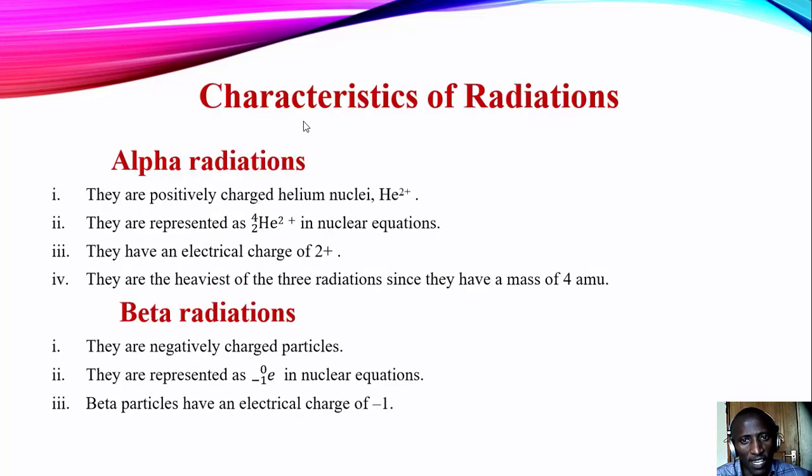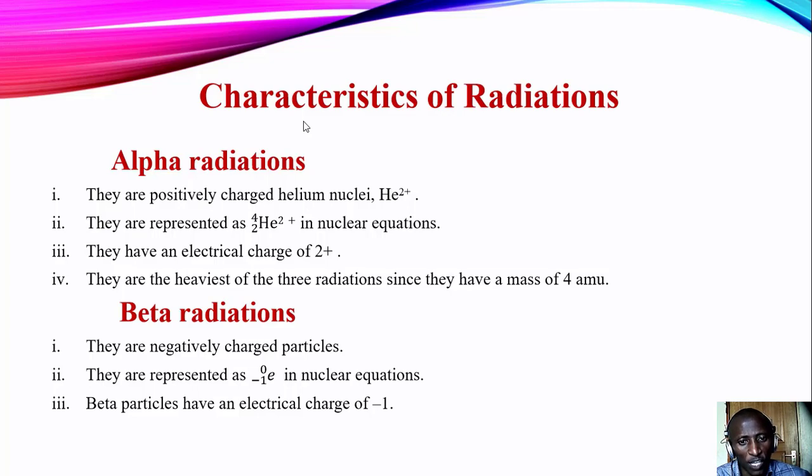We look at the characteristics. 1. The alpha radiations are positively charged helium nuclei. In fact, we just say they are helium ions. They are represented in the form 4-2 helium 2 double charge in the nuclear equations. They have an electrical charge of +2 and they are the heaviest of the three radiations, hence they have a mass number of 4.